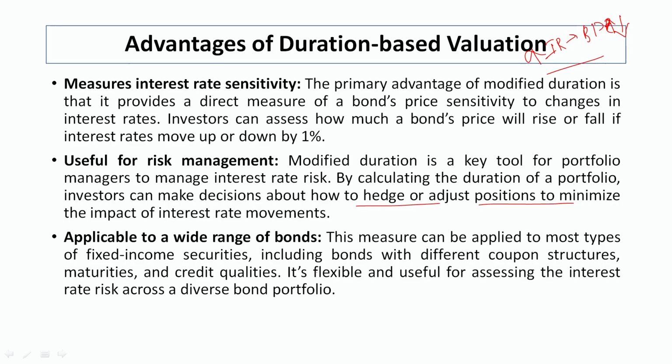So, this measure can be applied to most types of fixed income securities, including bonds with different coupon structures, maturities and credit qualities. It is flexible and useful for assessing interest rate risk. Basically, it can be applied to any type of bond and is easily applicable.